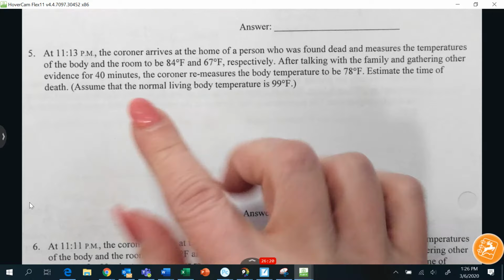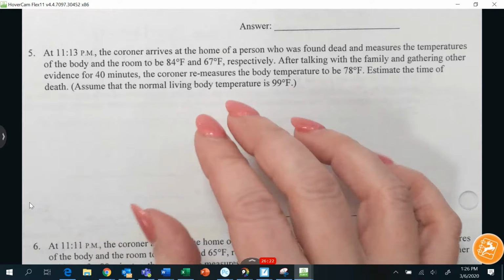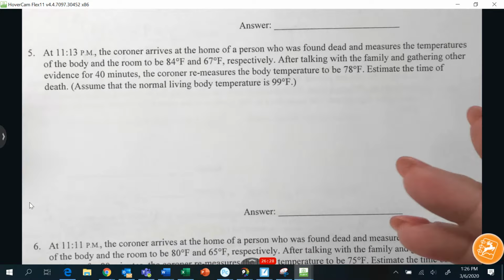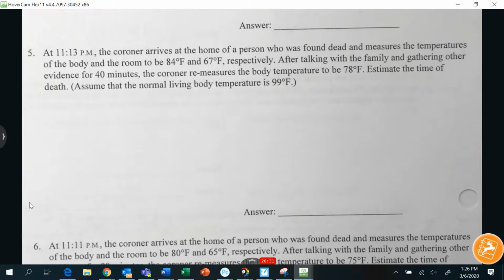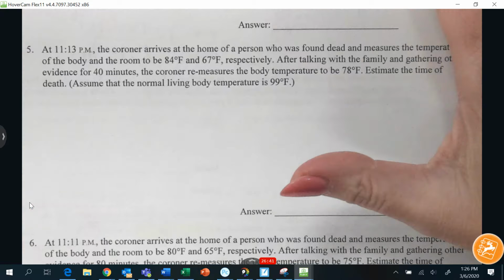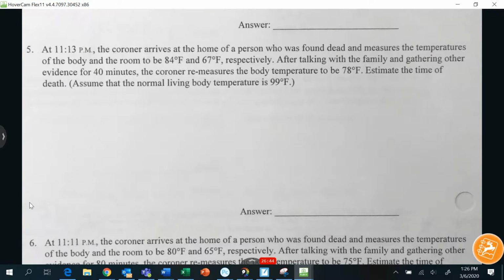Now, in order to do this, we need to assume that the normal living body temperature is 98. I'm trying to make it easier on you and make it 99. So we're assuming that most people have 99 degrees for their normal temperature. What do we not know about this person that's going to be different for every single dead body? We don't know their mass, and their mass is going to affect their cooling rate.